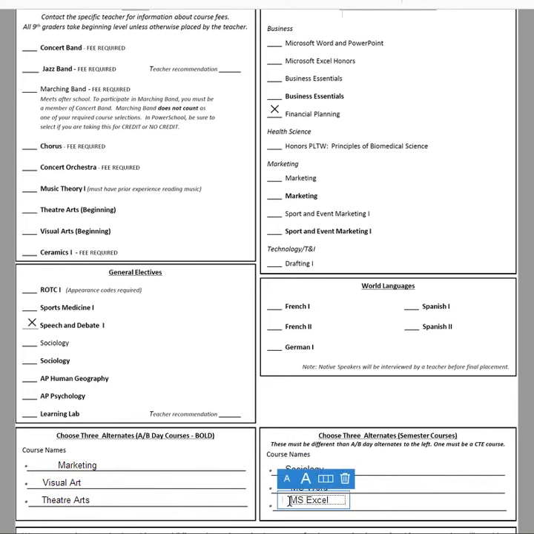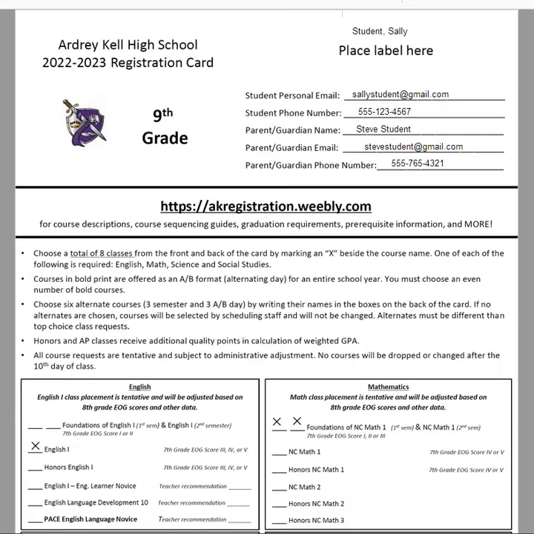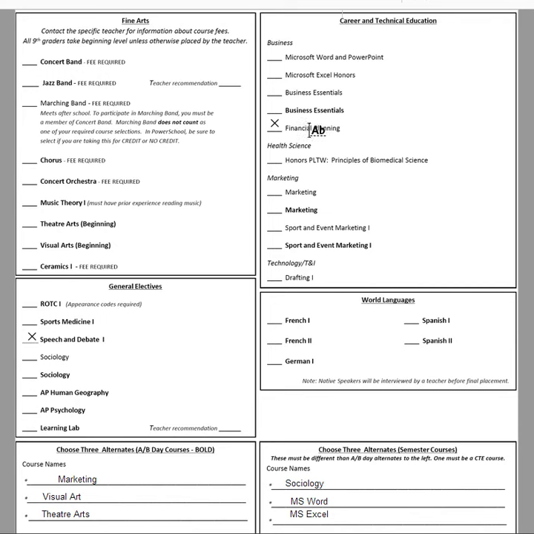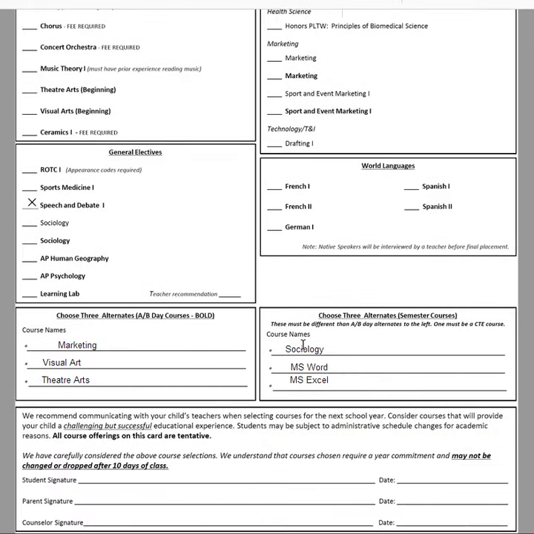So now that I've chosen all of my classes for next year, I'm going to take a look one more time at the card, make sure that I have 8. So I have 1, 2, 3, 4, 5, 6, and on the back I have 7, 8 top choice classes. I know that I have an even number of bold classes because I have speech and debate and also my health and PE. And then I've chosen 3 semester alternate classes and 3 A-Day, B-Day class alternates.